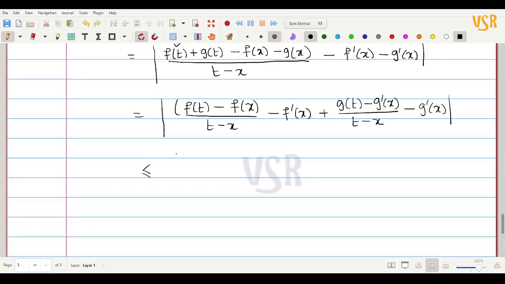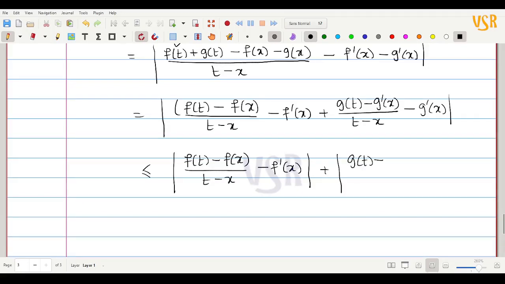Now modulus of f of t minus f of x divided by t minus x minus f dash at x, plus what do we get here? Modulus of g of t minus g of x divided by t minus x minus g dash of x. We get this, and note that this is less than epsilon by 2 plus epsilon by 2, by 1 and 2.